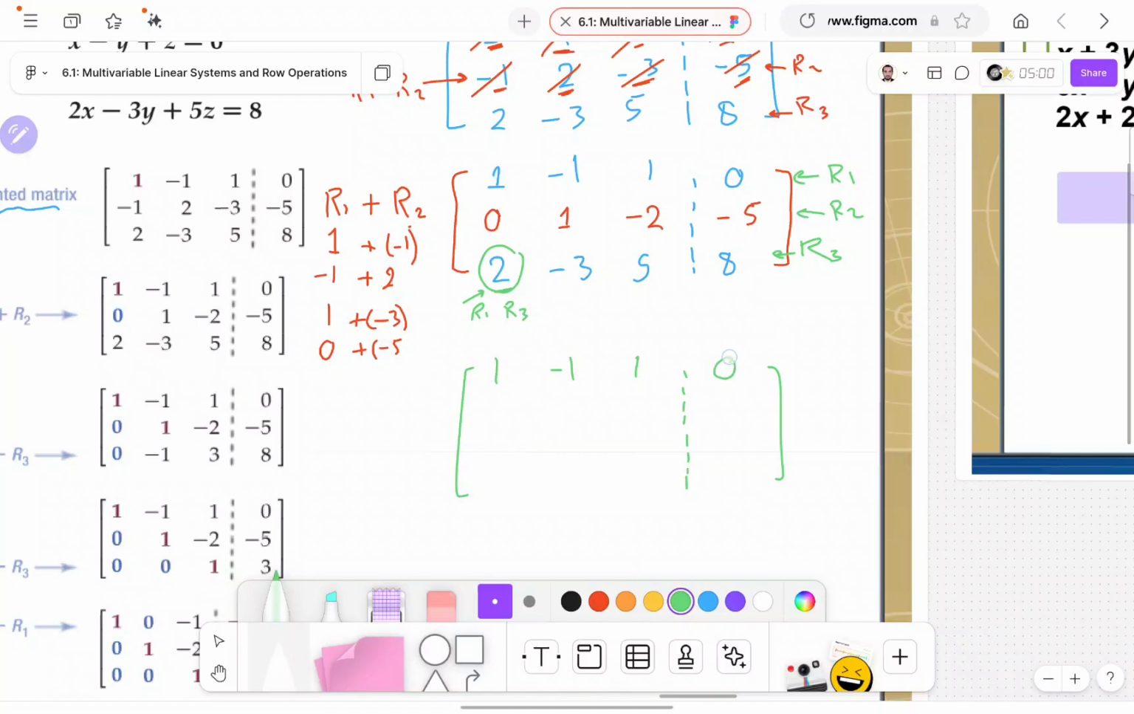Negative 1, 1, 0. Then 0, 1, negative 2, negative 5. Now, row 3, I need to create the rule. So, row 1 with row 3. Now look at row 1 and row 3. First, as I told you, I need to make this value here equal to this value here. The value below is 2, and this value here is 1. Now, they are not equal. So I have to multiply.